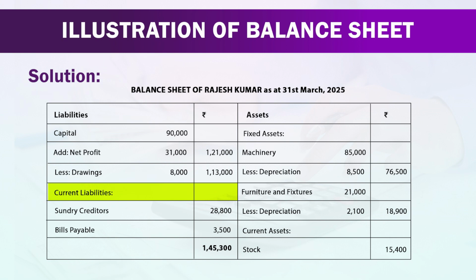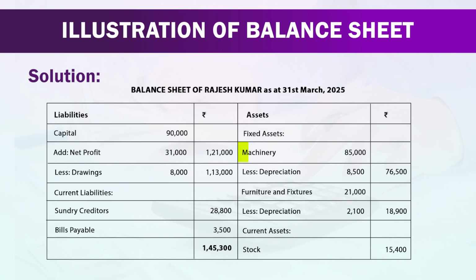Then we will talk about current liabilities. We are having sundry creditors of rupees 28,800, bills payable 3,500 and total is rupees 1,45,300. Friends, we will see the items of asset side.